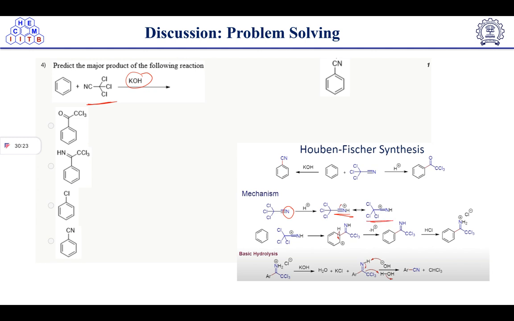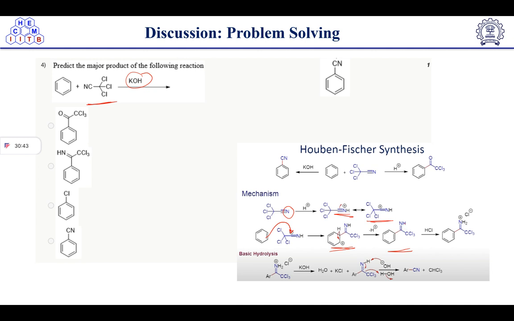This is the resonance structure of this one, right? And then it will react with the benzene ring. So the benzene ring will attack the electrophilic center. Which one? This one, right? Then after the attack, we will get this intermediate, and then aromatization will take place to give this product.